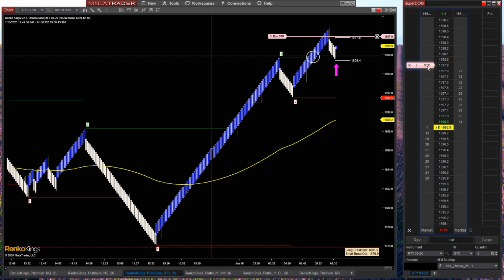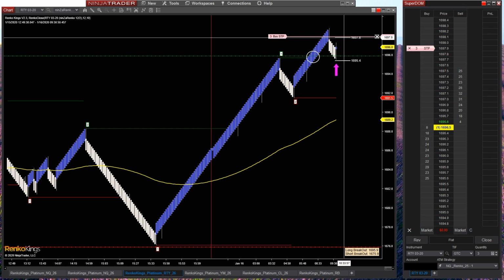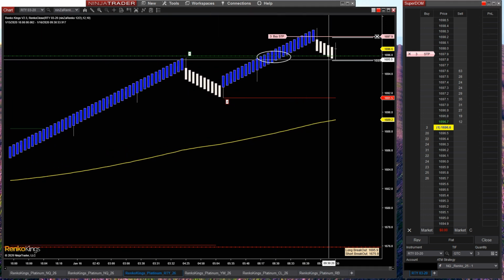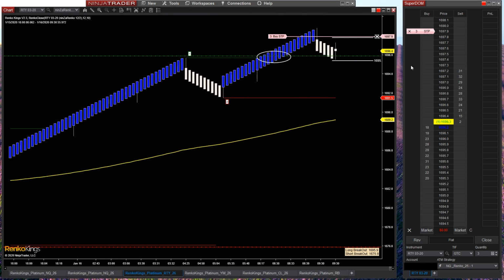Order submitted. So I just placed my buy stop one tick above where the candle's going to close. How did I do that? Well, I have a 3-button mouse.